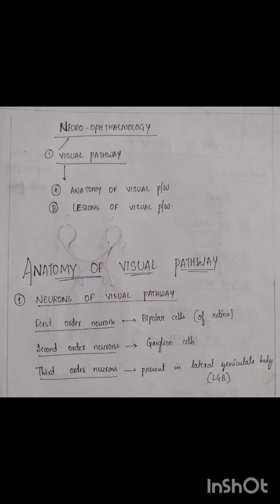In a concise way, the neurons of the visual pathway include the first order neurons, which are nothing but the bipolar cells of the retina. The second order neurons are the ganglion cells, and the third order neurons are present in the lateral geniculate body.